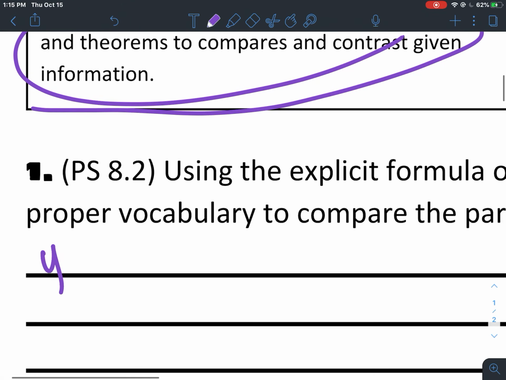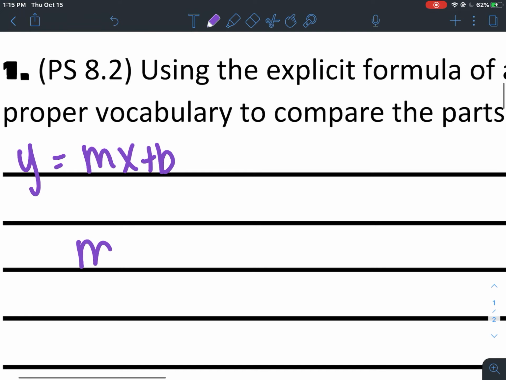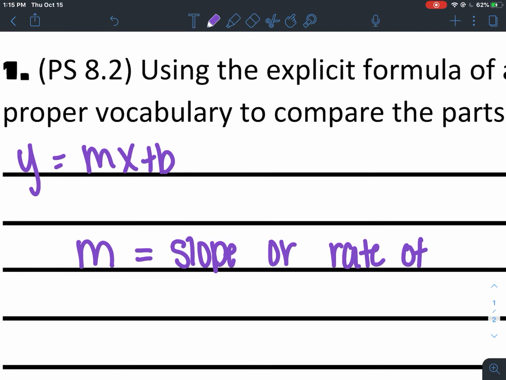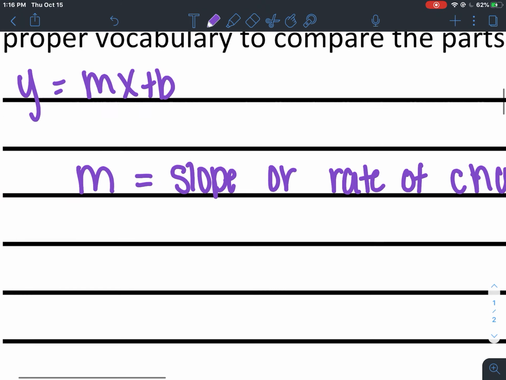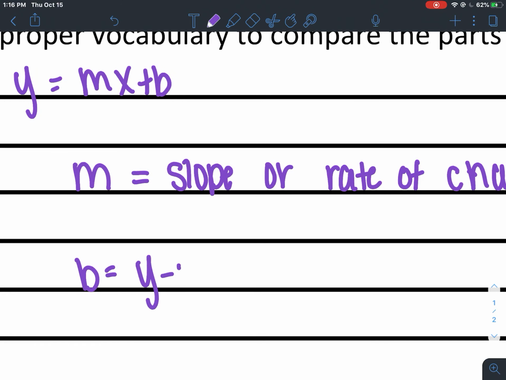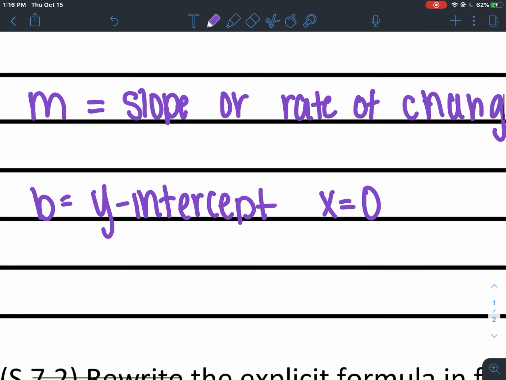I think that's y equals mx plus b. M represents our slope or the rate of change. The b represents the y-intercept, and it's when x equals 0, or it's our initial value.